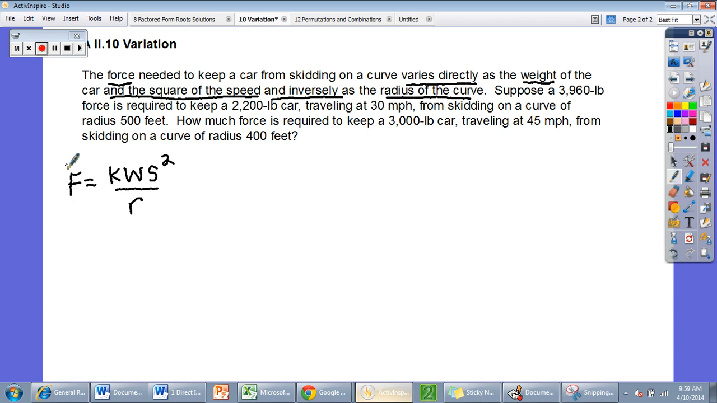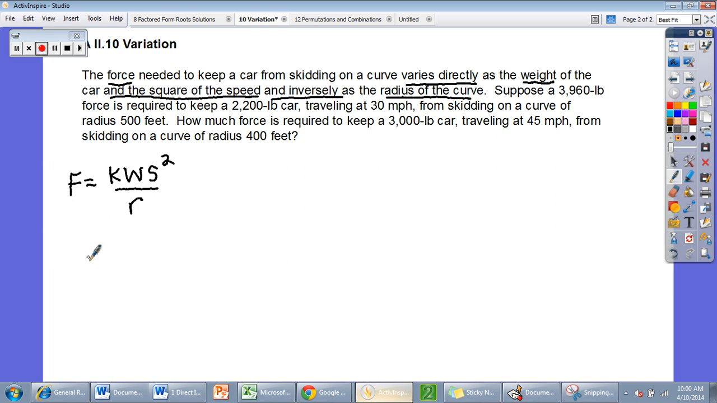The force needed to keep a car from skidding on a curve varies directly, so I know I need K as a constant, as the weight of the car and the square of the speed, and inversely as the radius of the curve. Okay, so I have my equation. Now it's time to plug in some numbers. Now the idea with variation is that we're going to solve it once. We're going to solve for K, our constant, and then we're going to plug that constant in and solve the actual question that we're trying to get, how much force at the end. So this is kind of a two-part question.